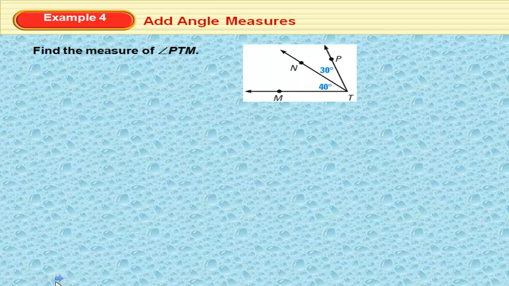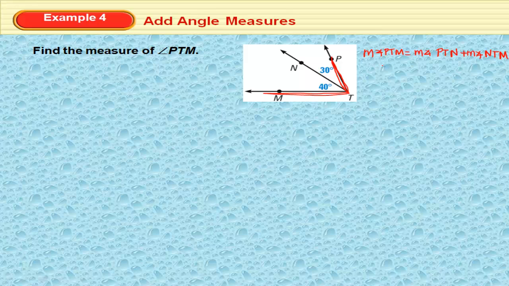Here's another example. Find the measure of angle PTM. They want me to find the measure of this angle PTM. So they want me to find the measure of the big angle. Let's use the angle addition postulate to do this. The measure of angle PTM is equal to the measure of angle PTN plus the measure of angle NTM.